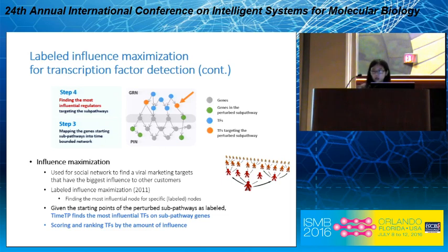And to do so, we integrate the influence maximization technique here, which has been used for social networks to find the marketing targets. But the problem here is changed to finding the most influential TFs on subpathway genes. So by using the influence maximization technique, we can score and rank the TFs by the amount of influence.